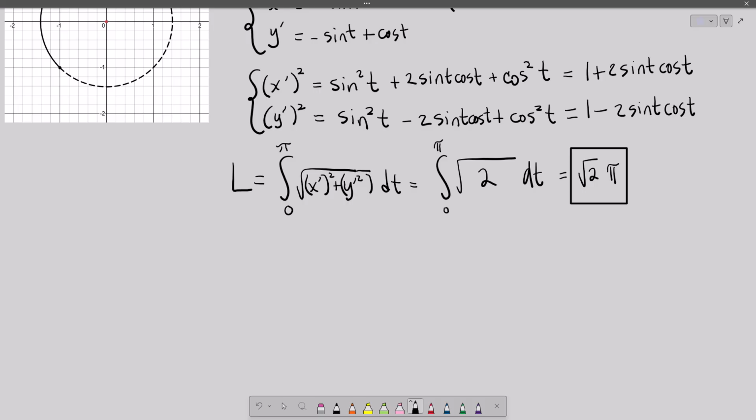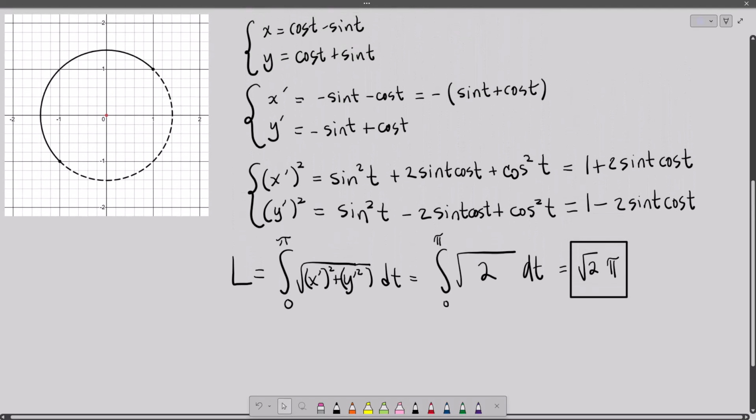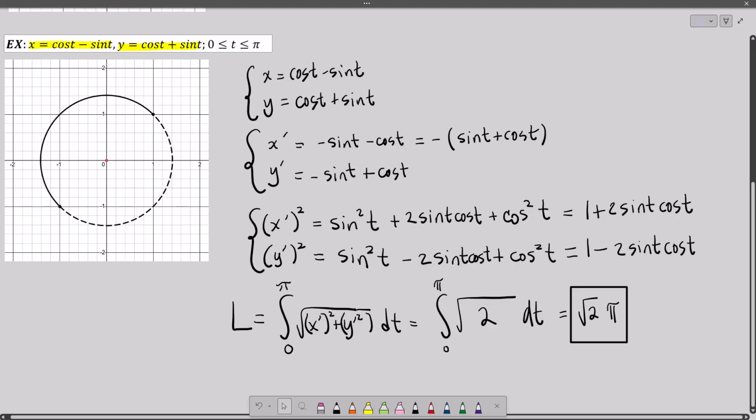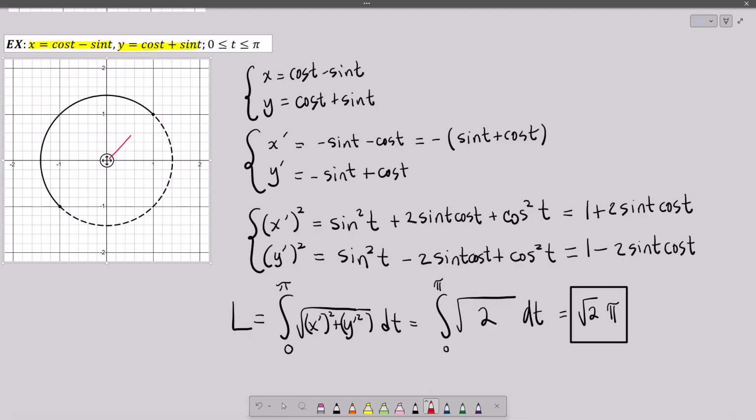Now let's look and see. If this is really a circle, what is the radius of this circle? What's that distance?